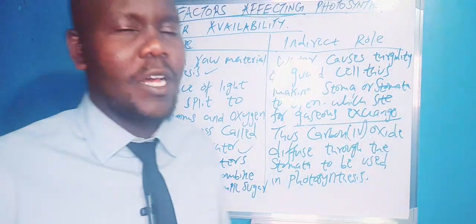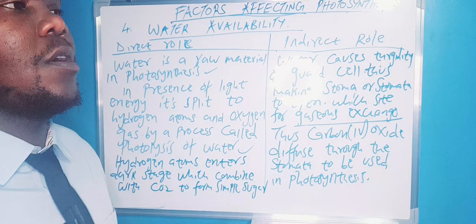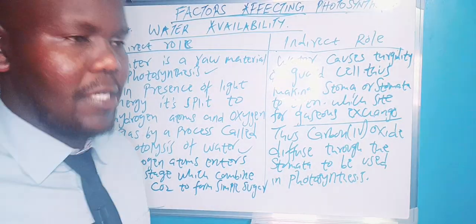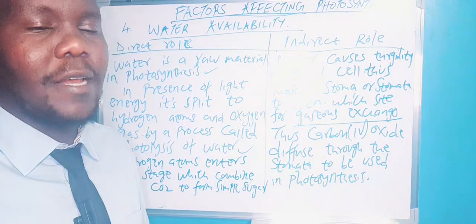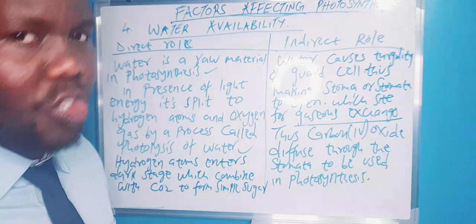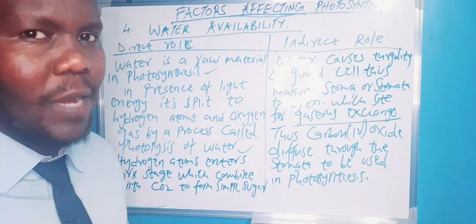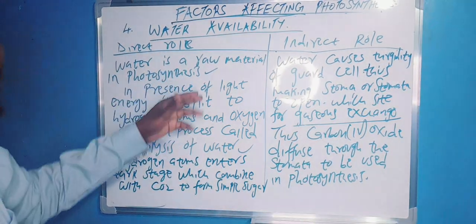Water, you just know that it's a raw material in the photosynthesis process, and because it's a raw material, what happens? In the presence of light energy, the water is split, that is the light stage, into hydrogen atoms and oxygen gas. Once it's split, we get a process called photolysis. The hydrogen atoms we get after the splitting enter the dark stage, where they combine with carbon dioxide, a process called carbon dioxide fixation, and form a very simple sugar. That is it. So we're saying water is the raw material for photosynthesis.